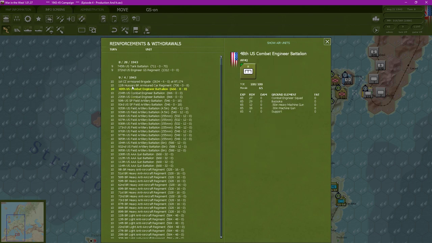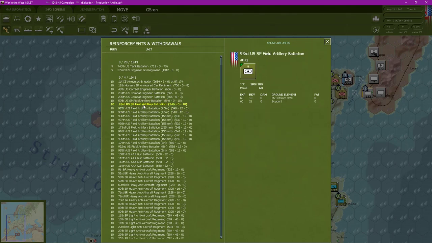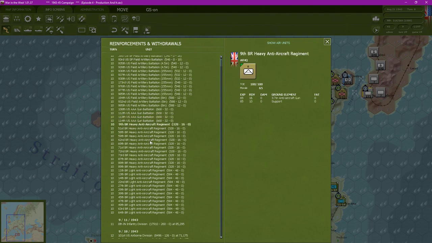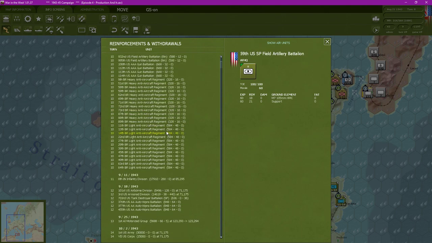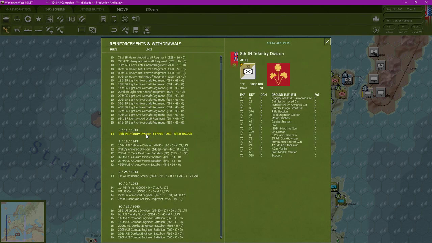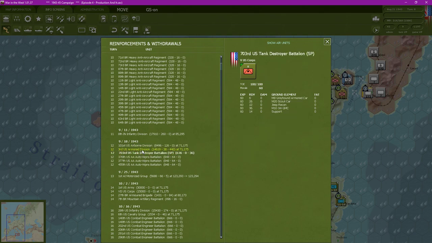And then we receive a bunch of forces. So, Hussars, Czechoslovakian Armoured Brigade, US Forces, self-propelled, very nice. British Forces, lots of forces over there. I don't know where they go. But we received them. 8th Indian Infantry Division from the Raj. US Airborne, so the 101st Airborne. Okay.